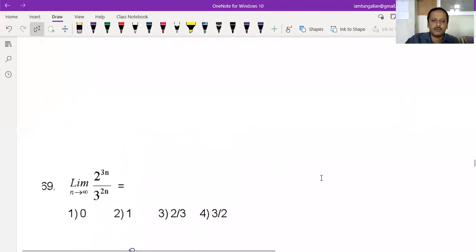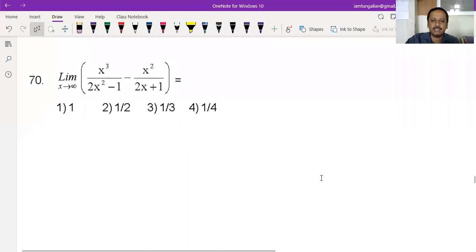Okay, 0, which means the first option is the right answer. Limit x tends to infinity. Next question, question number 70.